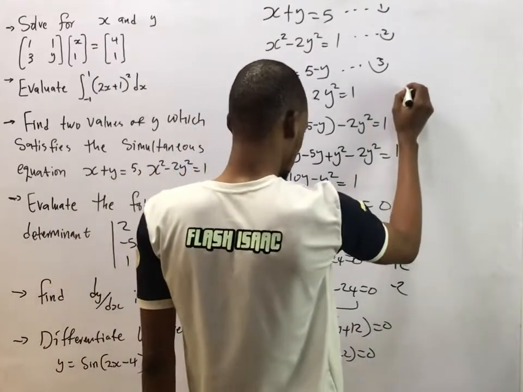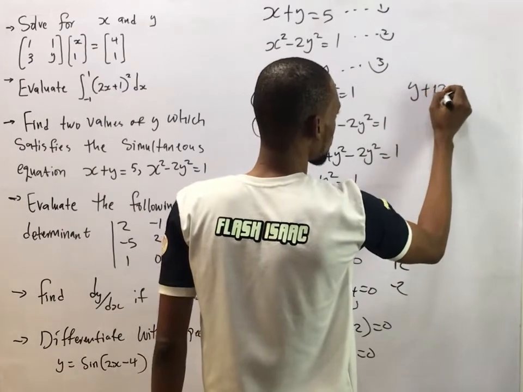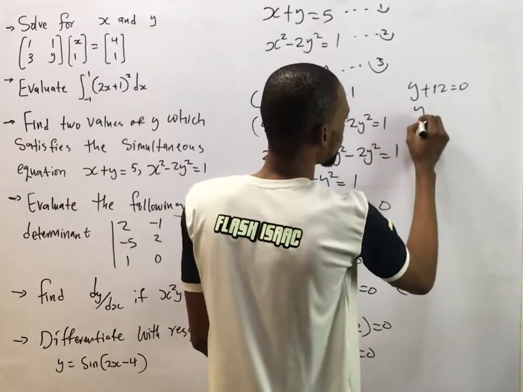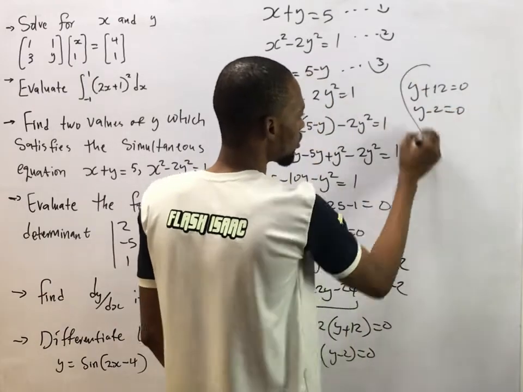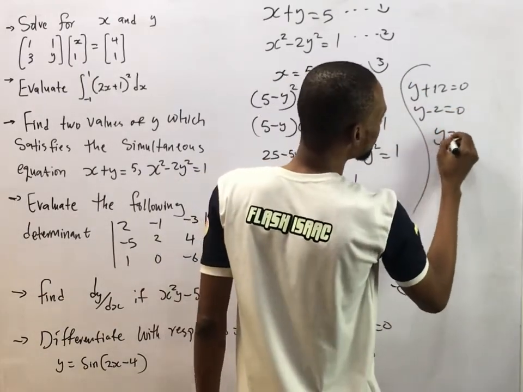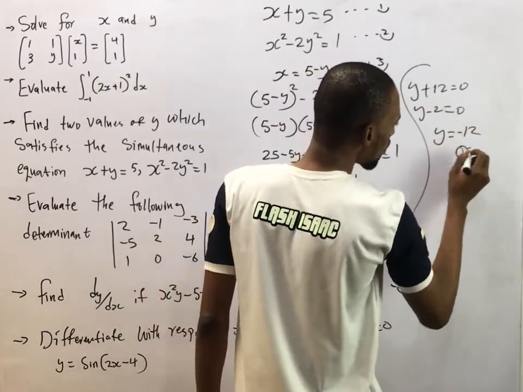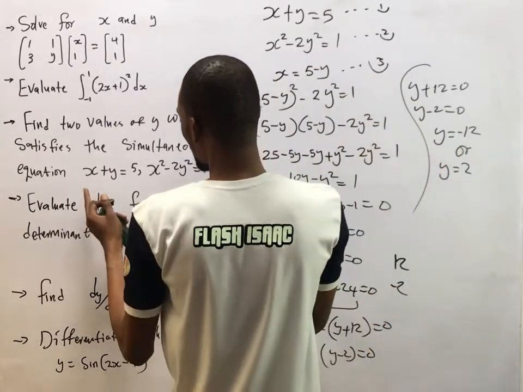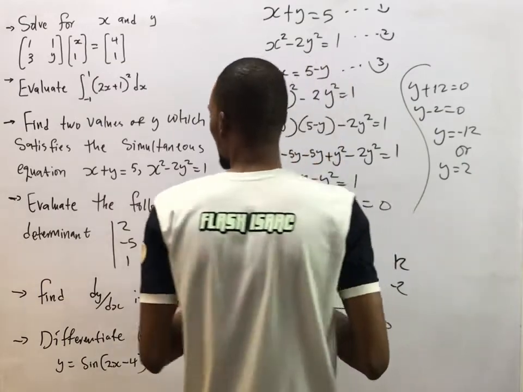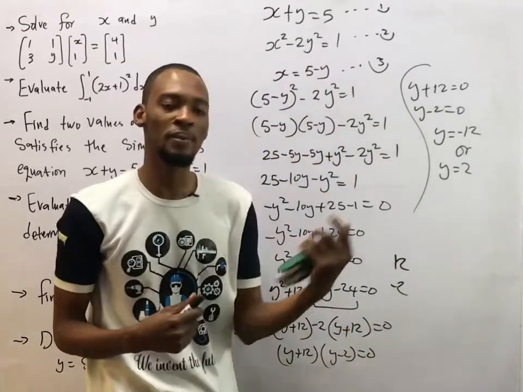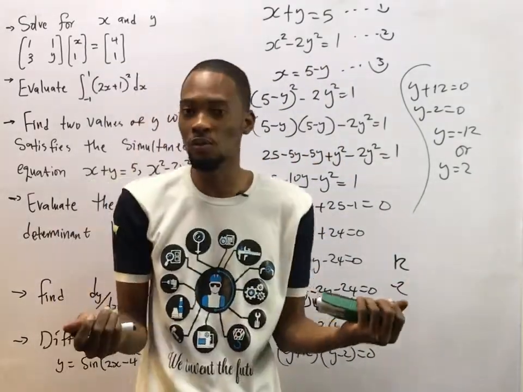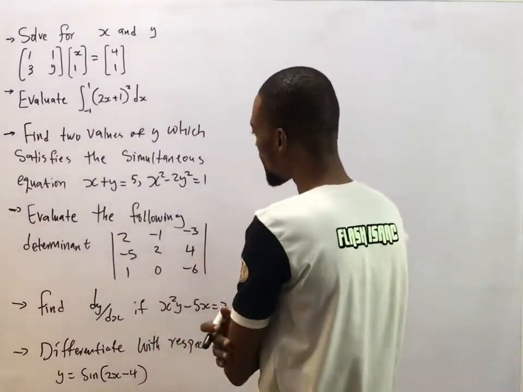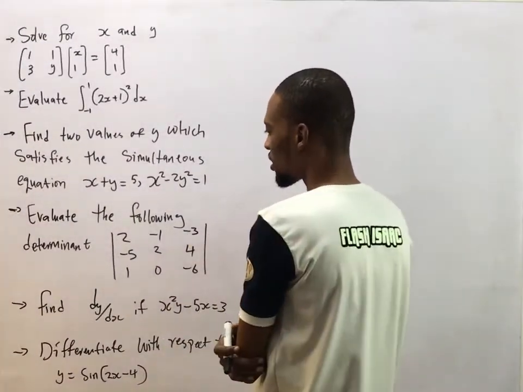So this implies that y plus 12 is equal to 0. It also implies that y minus 2 is equal to 0. So in this case, y is equal to minus 12 or y is equal to 2. So these are the values of y for this question. y is equal to minus 12 or y is equal to 2. That's the answer. We are looking for the determinant of this 3 by 3 matrix.